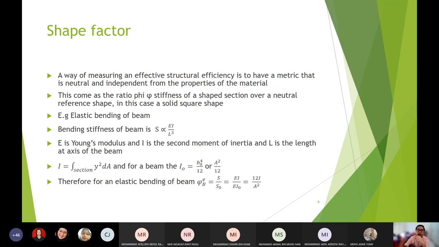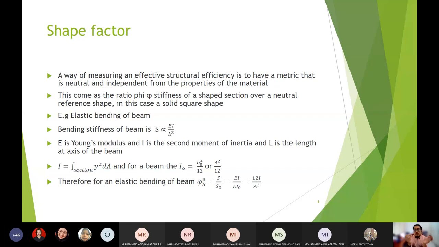Yeah, a drive shaft is in a circular, cylindrical shape. So that is what we define as the ratio: how efficient a shape is as compared to a different shape, which we call a neutral shape. In this case we call it a solid square shape.